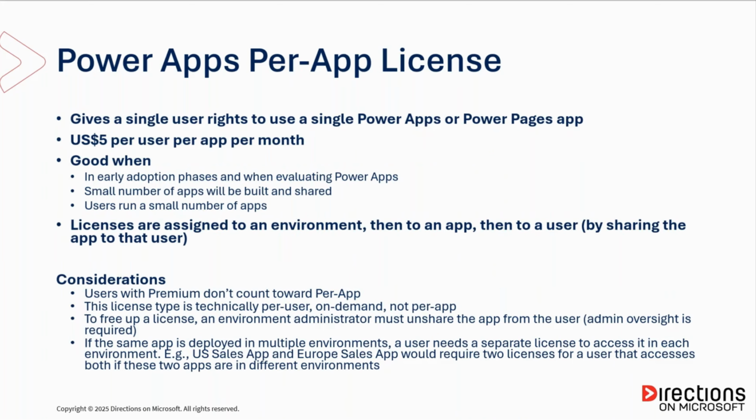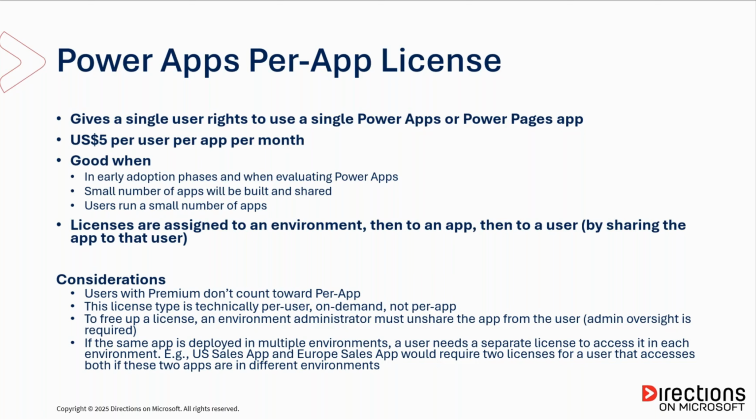Next is the Power Apps per app license. So Power Apps per app gives a single user rights to run a single Power Apps or Power Pages app. And that costs $5 per user per app per month. Per app licensing is a good option for organizations in early adoption phases, so when they're piloting the service, for example. It's also a good option when a small number of apps will be deployed and when each user will only use a small number of apps.